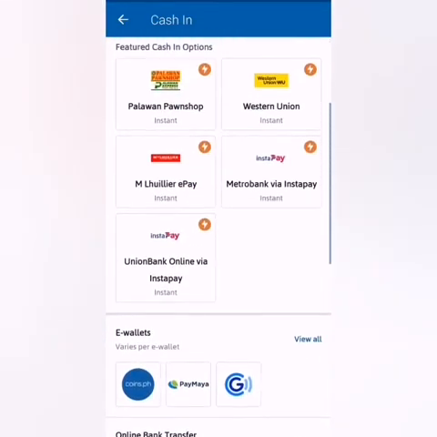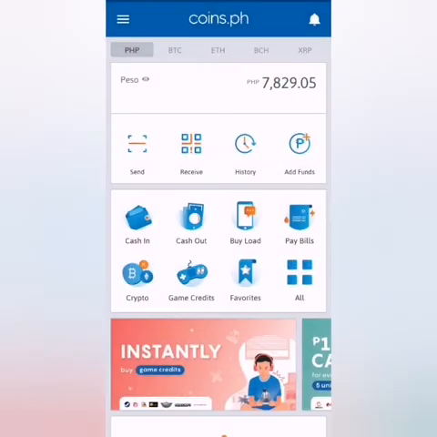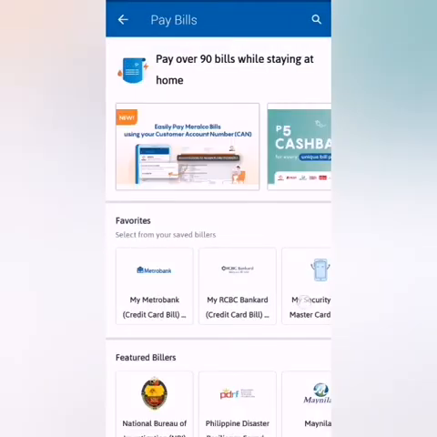All right. So the next question would be if this app is safe. So I strongly believe that this is a safe app, mainly because number one, it's BSP regulated. It's regulated by Bangko Sentral ng Pilipinas. And then number two, I've been using this for 4 years. I use this to pay my bills. Yeah, I use this to pay for my credit card bills actually, because this is very convenient. I've been using this for quite a while now, and I haven't had any problems with Coins.ph.